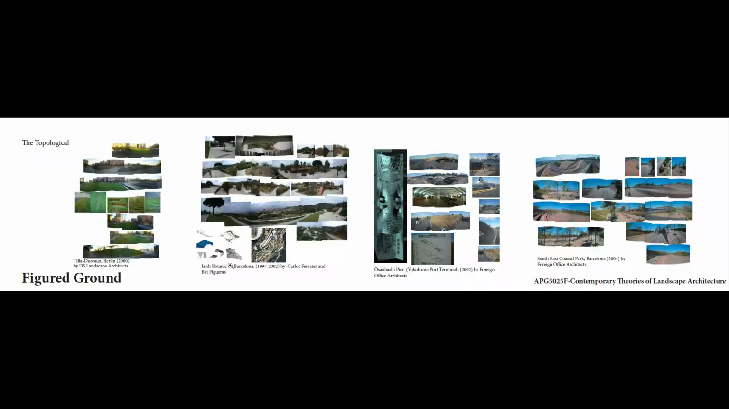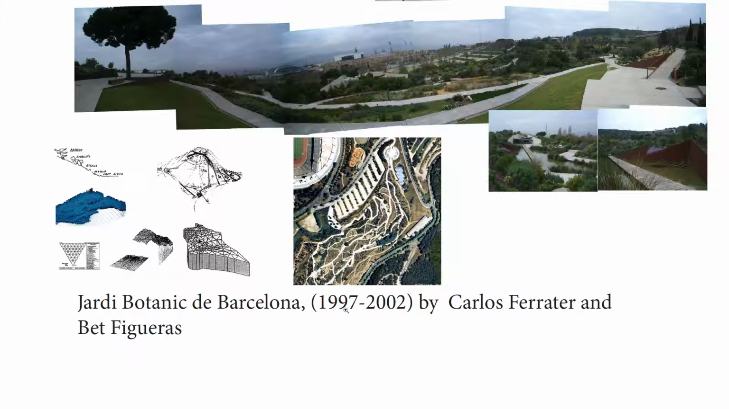Ultimately, another project that's really important from this period of the kind of topological was this project by Carlos Ferrater and OAB architects and Bet Figueras, who has sadly passed away. Bet Figueras, who I was lucky enough to spend some time with, is an extraordinary landscape architect from Barcelona and one of the first to really develop a significant career out of the Barcelona work.